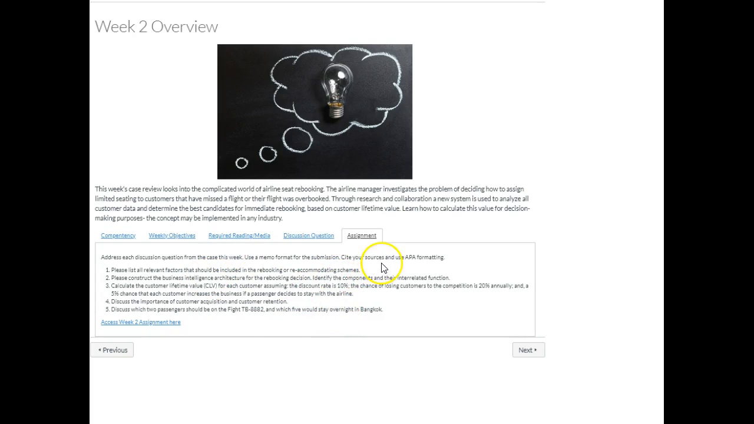You still will need to cite your sources and use APA format for your sources and your references, but you're not going to have a cover page, you're going to have a memo format. There are 5 questions for you to address. You'll list all relevant factors that should be included in the rebooking or reaccommodating schemes. You'll construct the business intelligence architecture for the rebooking decision and identify the components of their interrelated function.